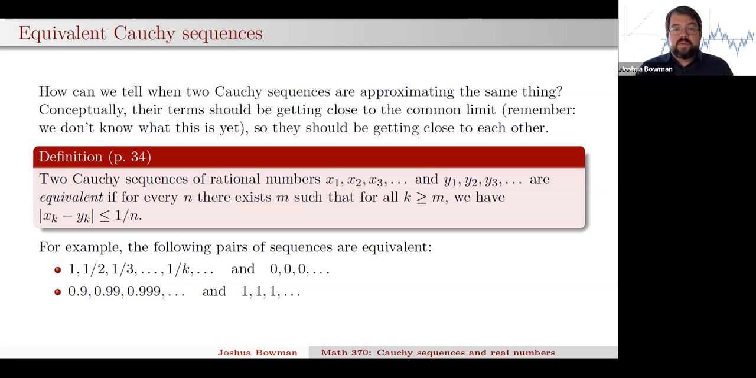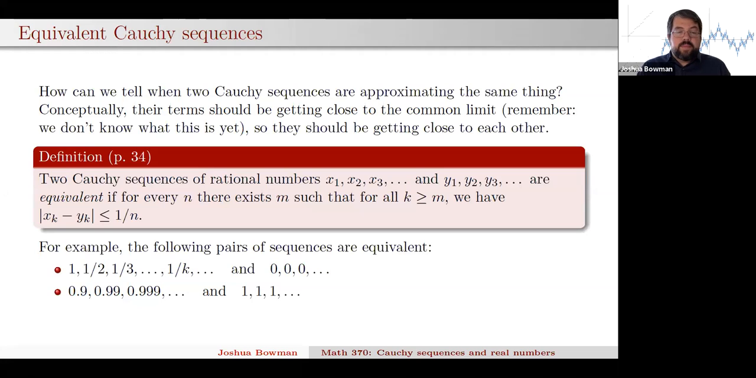Two Cauchy sequences of rational numbers, say x1, x2, x3, dot, dot, dot, and y1, y2, y3, dot, dot, dot, will be called equivalent if for every n, specifying the error, there exists an m specifying how far in the sequences you need to look, such that for all k greater than or equal to m, we have the absolute value of xk minus yk is less than or equal to 1 over n. And notice in this definition, we don't have to look at two different places in the same sequence. We're looking at the same position, the kth position, in two different sequences.